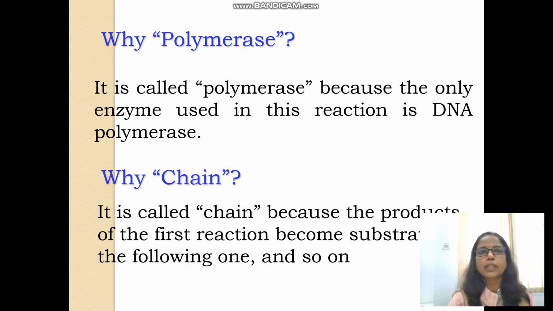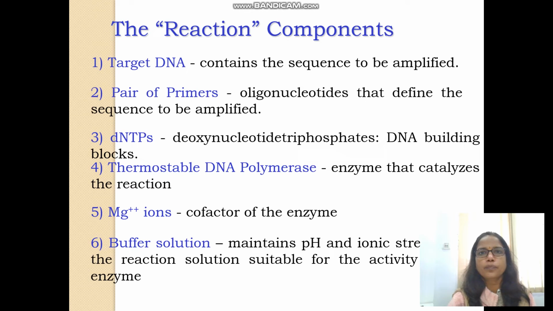The first word, polymerase, is because the only enzyme used in this reaction is the DNA polymerase. Chain, because the product of the first reaction becomes the substrate for the next one, and so on. The reaction components are required in a number of quantities. They are the target DNA, which contains the sequence to be amplified; a pair of primers, oligonucleotides that define the sequence to be amplified; and dNTPs containing dATP, dGTP, dCTP and dTTP, which are the building blocks for DNA synthesis.